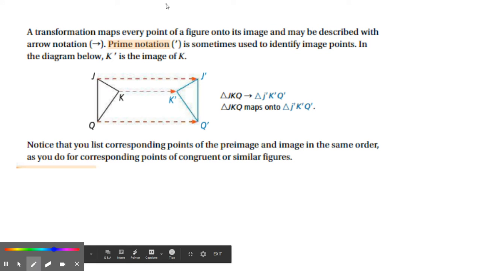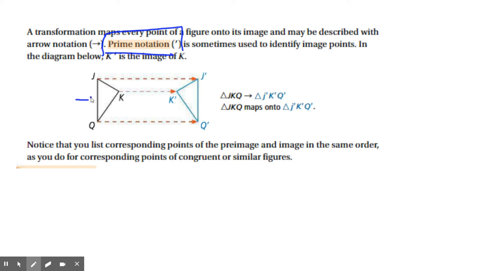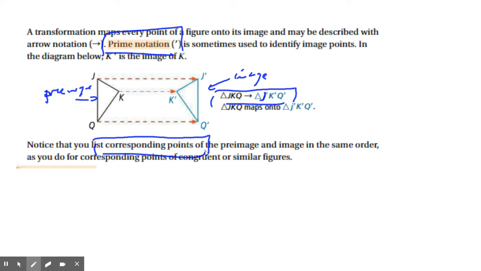So in this picture here, notice that we use the prime notation for the image. So this is your pre-image, triangle JKQ, and this is your image, triangle J prime, K prime, Q prime. Here's how they show the mapping. Remember, this should be a capital J. I don't know why it's not. Typo. Okay, and again, remember that you need to name it in corresponding order, corresponding points.